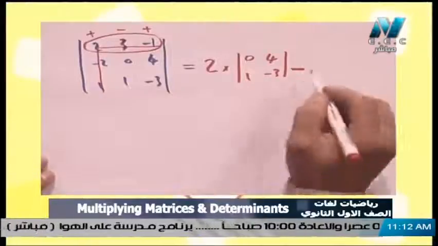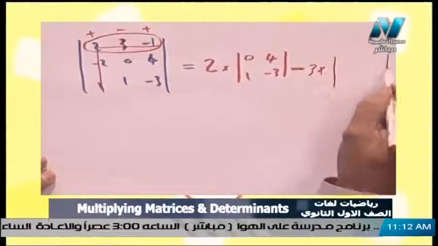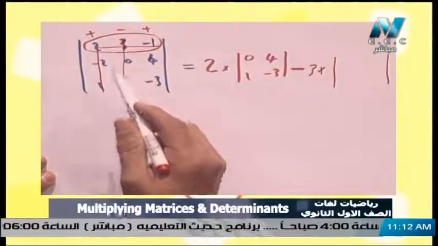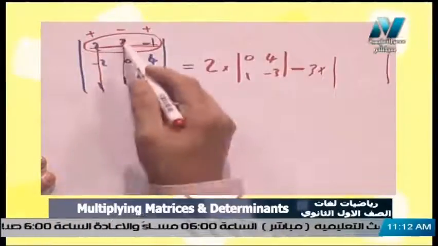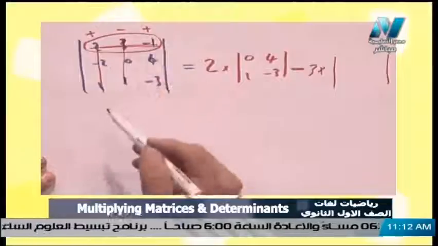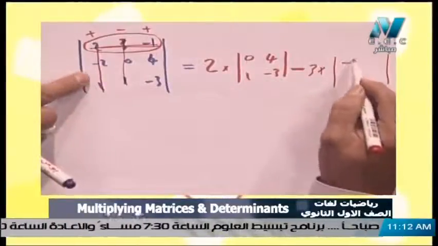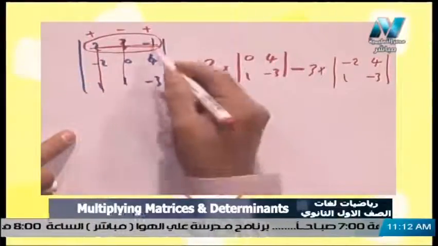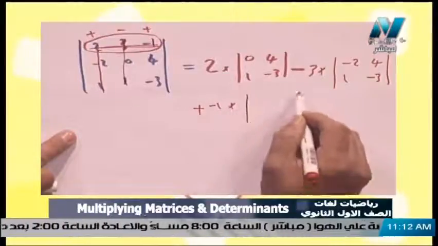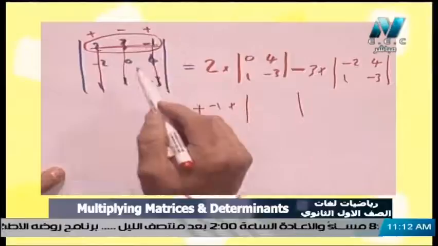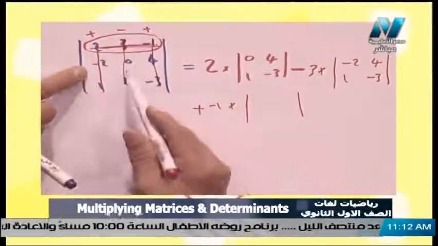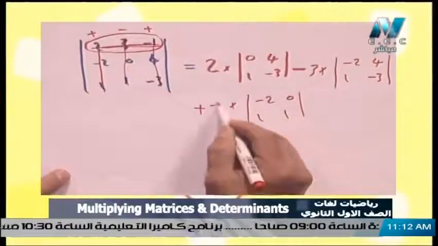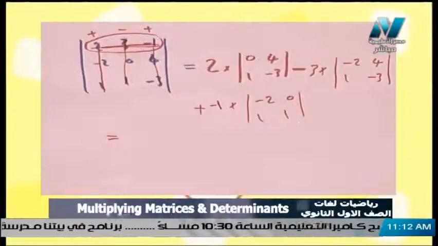So we have minus 3 times, here we have to cancel the first row and we cancel the row and column of 3, and the determinant will be negative 2, 4, 1 and negative 3 plus the last one negative 1 times, we have to cancel the row of negative 1 and its column, so the remainder negative 2, 0, 1 and 1, and try to find the answer now.